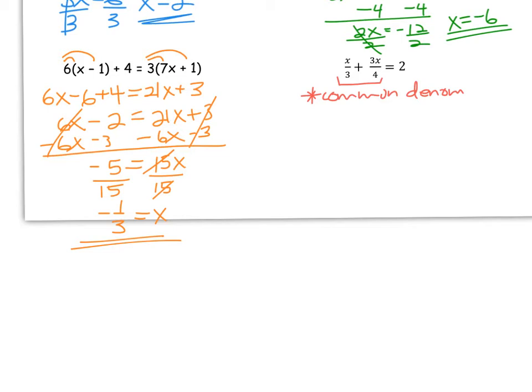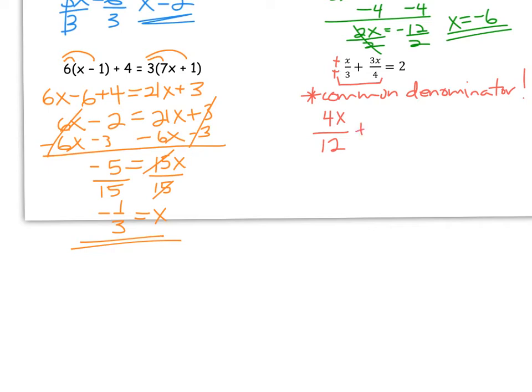The denominator. There we go. All right. What do both 3 and 4 go into? The smallest denominator they have in common would be 12. So if we take 3 and multiply it by 4 on bottom, we'd have to multiply by 4 on top. And that would give us 4x over 12.